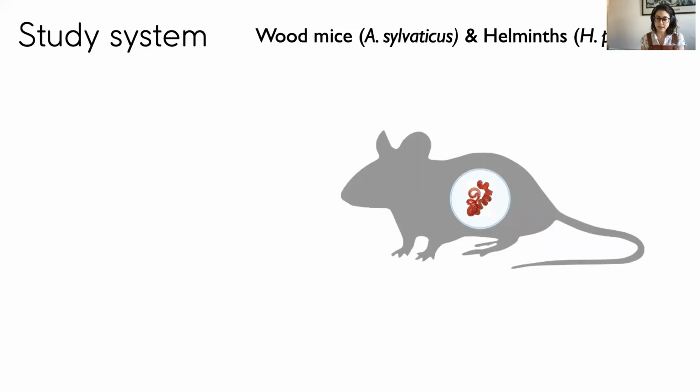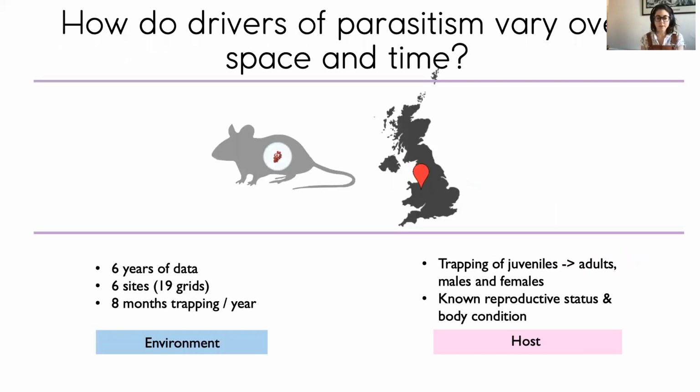And to really get at this first question of the relationship between the environment and the host, I used a historical trapping data set from my research group, which included 6 years of data that spanned 6 geographical sites, and included trapping that was carried out over 8 months of the year. And this is a really big portion of a wood mouse's life. These mice only live for about a year, so by trapping 8 months out of the year, we were really capturing quite a bit of their lifetime.